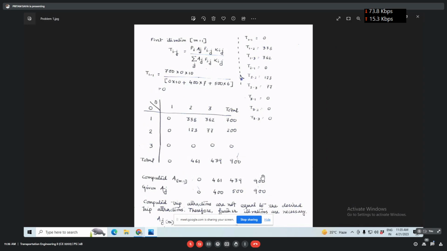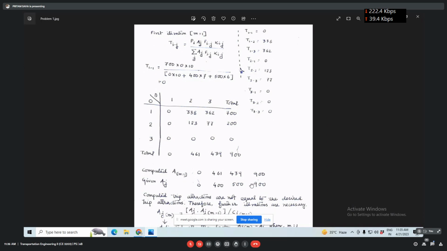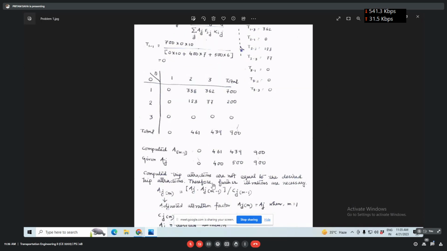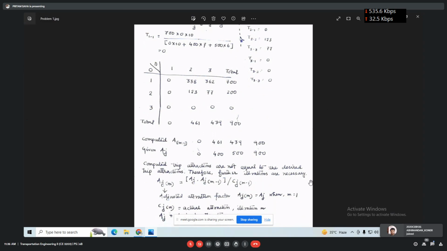Okay. So here we'll have to understand the difference, and if the difference is significantly large, in that case we will have to go through a process which is called the iterative process. Okay. So you can see in the next line I have written that computed value is 0, 461, 439. So the total is same, but the given values are different. Given values are 0, 400, 500. Okay. So computed trip attractions are not equal to the desired trip attractions. Computed values are not exactly equal to desired. Desired means given. Therefore, further iterations are necessary.